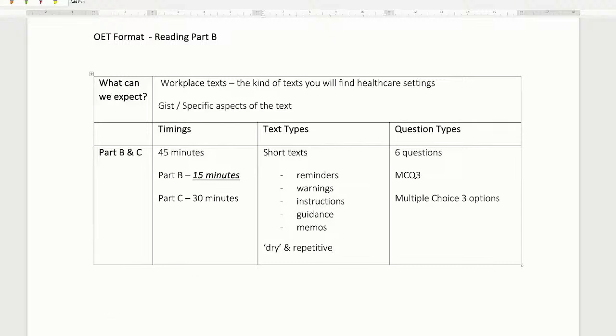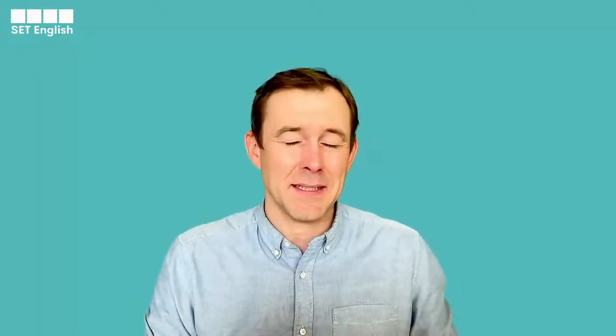So that's the format for reading Part B. We'll come back and we'll do the format for reading Part C and what can be expected there as well.